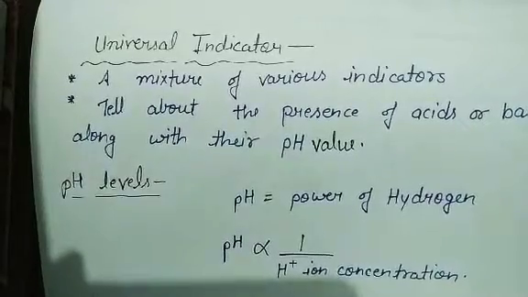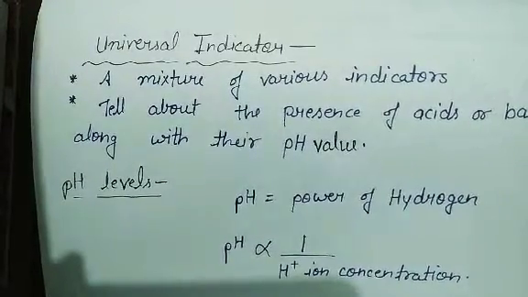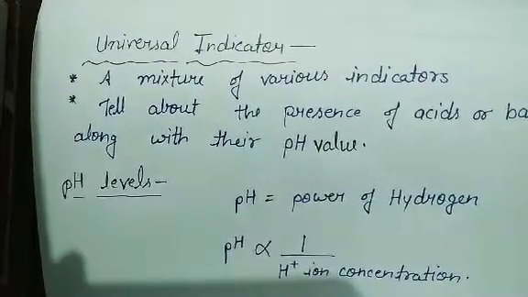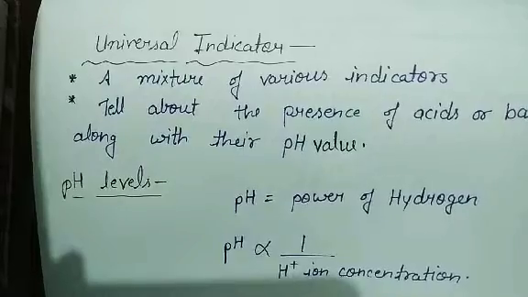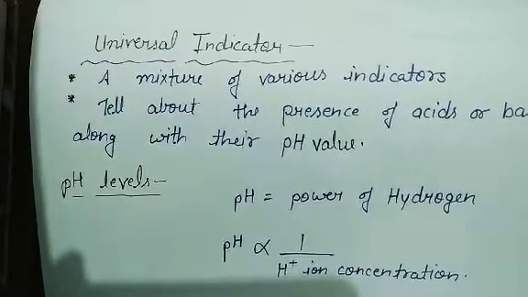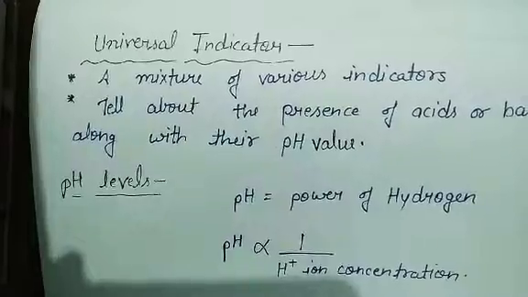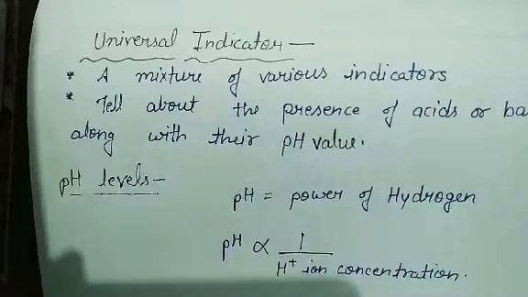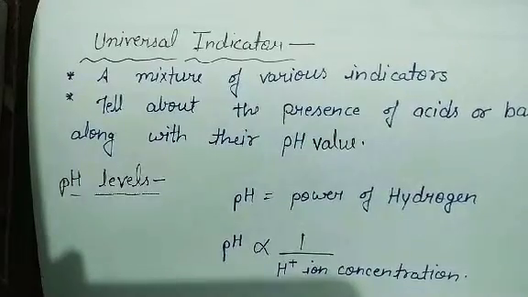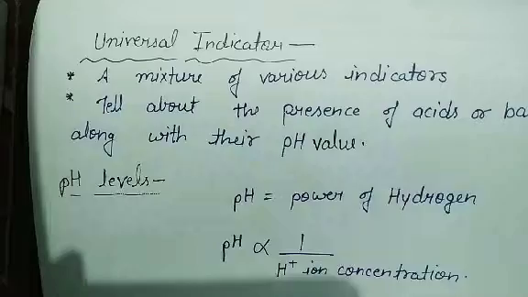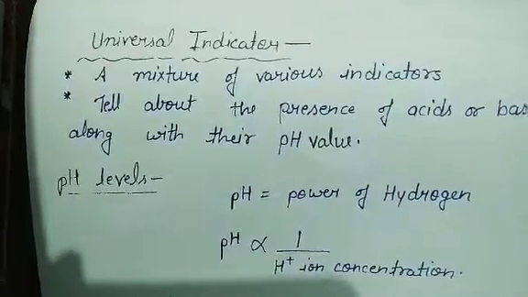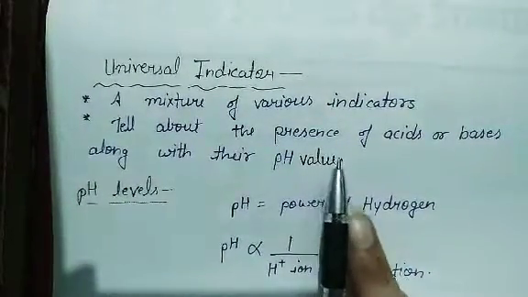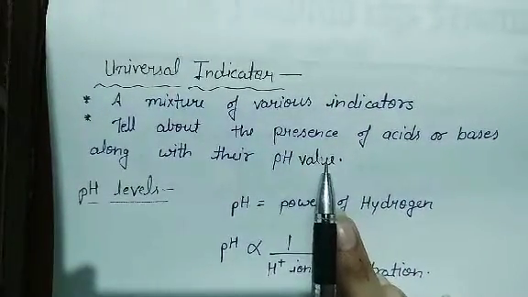You will see that the universal indicator is very dark red when the pH is lowest, or the solution is most acidic. If the solution is neutral, the universal indicator is green, and if the pH is at the most basic level, the color of the universal indicator will be blue. You can look at the universal indicator color changes in your NCERT book.